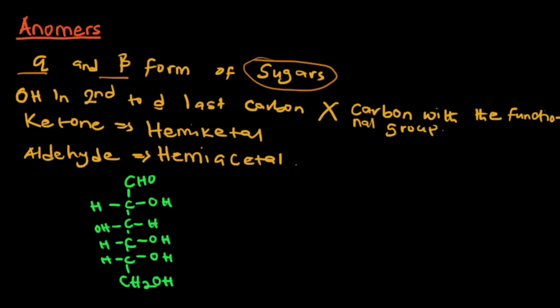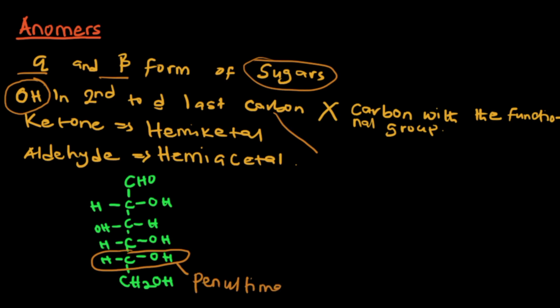And how can we know how an anomer is formed? How can we have alpha and beta forms? What happens is that there is a reaction between the OH group on the second to the last carbon, which I call the penultimate carbon. If you look at all those sugars, this OH group is to the right, and that is why we call all those sugars D.